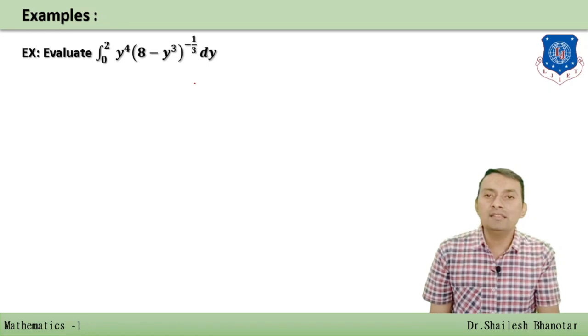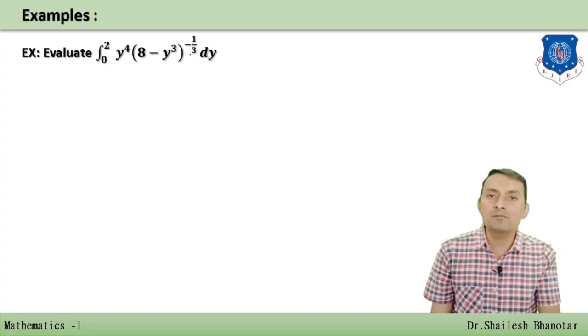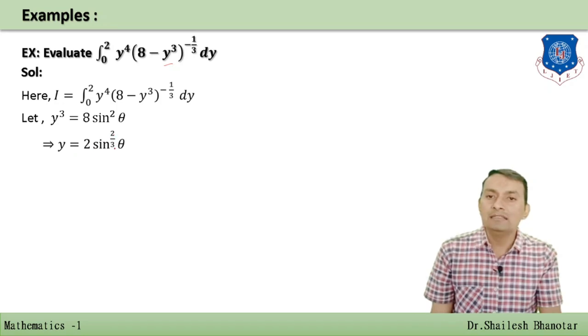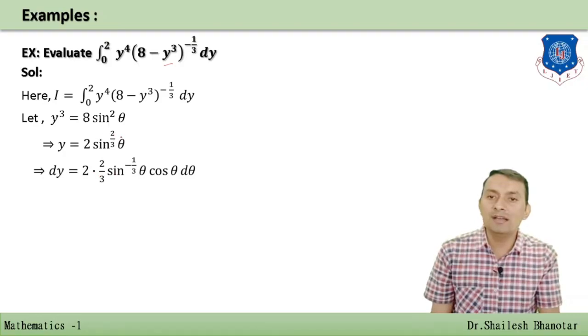Now we have done the question. Evaluate the integral from 0 to 2 of y raised to 4 into (8 minus y cubed) raised to power minus 1 by 3 dy. Now I have to assume that y cubed is equal to 8 times sine square theta. So I can write y is equal to 2 times sine raised to power 2 by 3 theta, but dy can be written as 2 into 2 by 3 sine raised to 2 by 3 minus 1, so it will be minus 1 by 3, and the derivative of sine will be cos theta d theta.